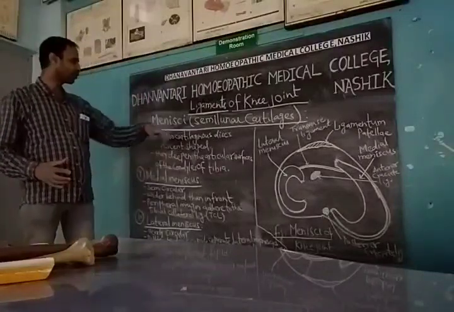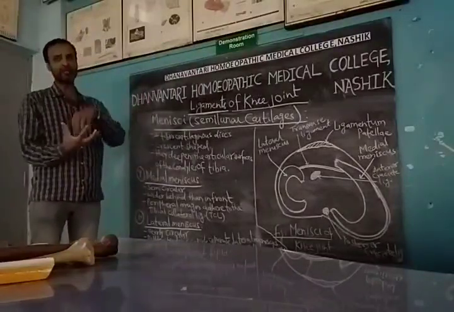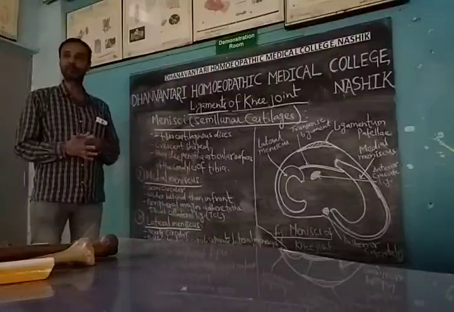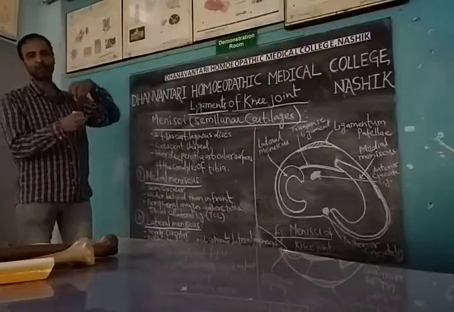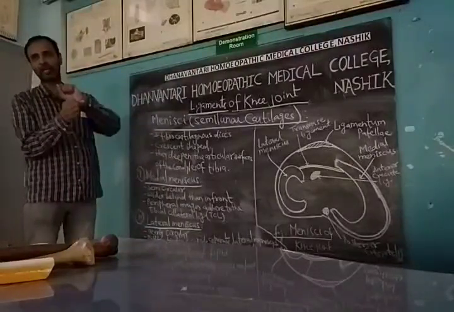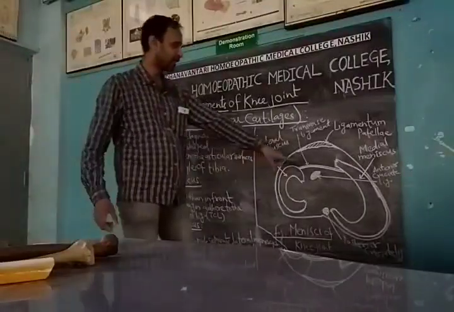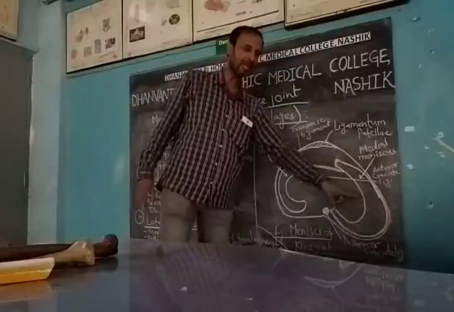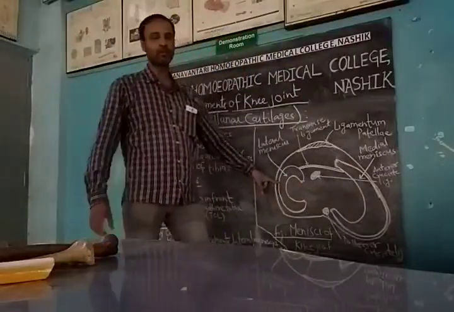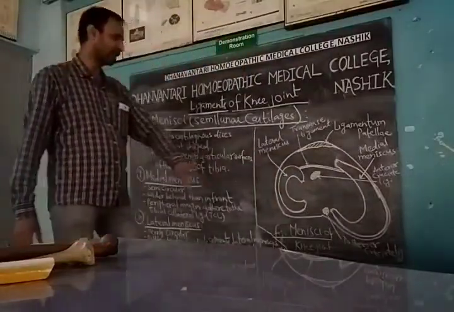And they deepen the articular surface. Already I have said they deepen the articular surface of the condyles of the tibia, on which the condyles of the femur make their movement. Now the two menisci, as in the diagram we are finding here, this is the medial meniscus and this is the lateral. Now we will discuss a few characteristic points about each one.